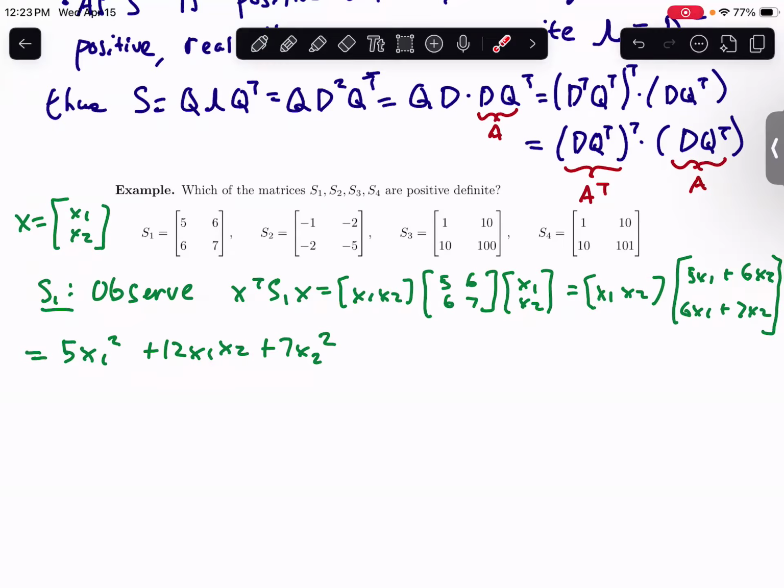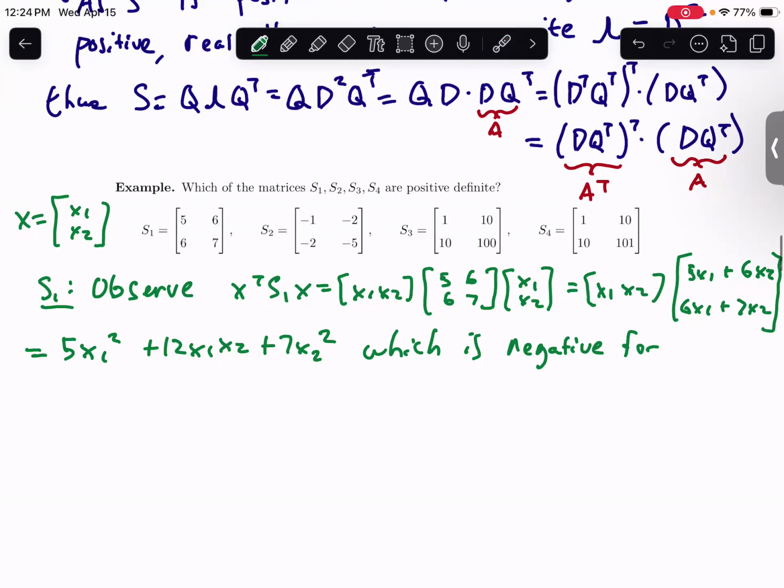But it turns out you can plug in certain values into x1 and x2 that are going to make this end up being equal to a negative number. So this ends up being negative for a lot of values, but you just need to find one set of values that makes it negative. So it ends up being negative for x1 is equal to 4, and then x2 is equal to minus 3. I think it ends up being equal to minus 1.